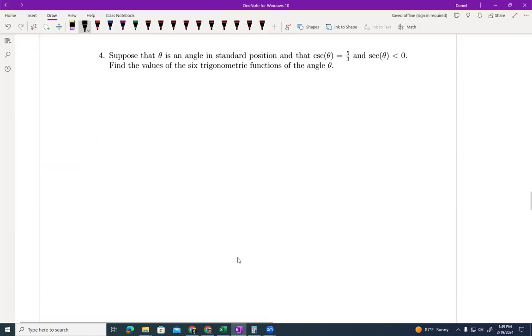Now suppose that theta is an angle in standard position and that cosecant of theta is equal to 5/3 and secant of theta is less than 0. We're going to find the values of the 6 trigonometric functions of theta. There are 2 steps in this. Step 1, which is absolutely necessary and worth 4 points out of 10, is to determine what quadrant we're in. So what quadrant is theta in?